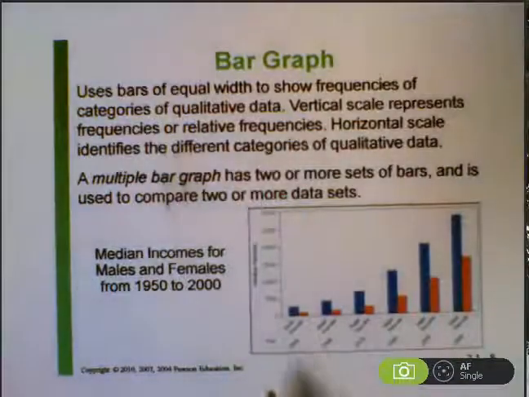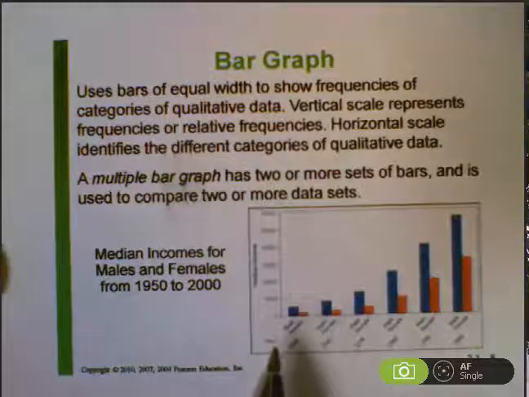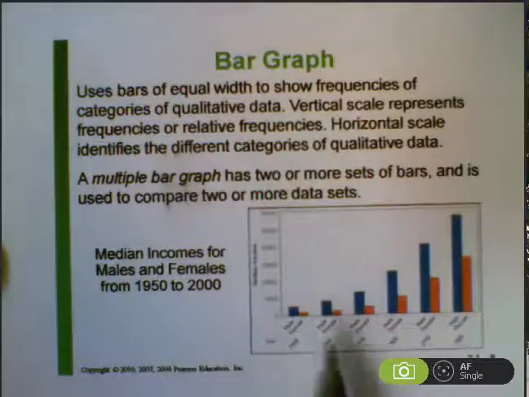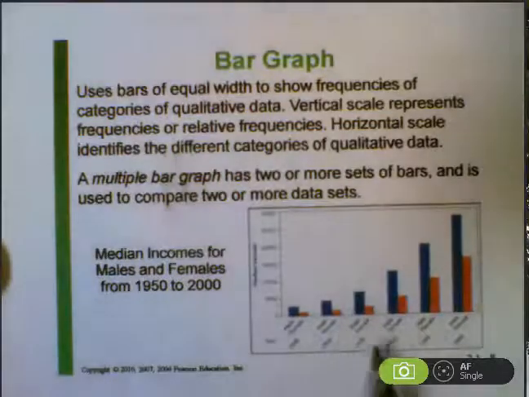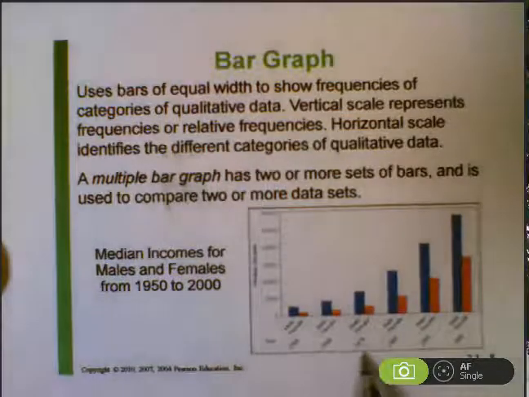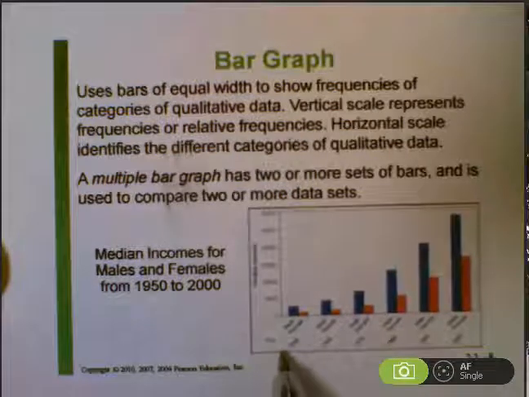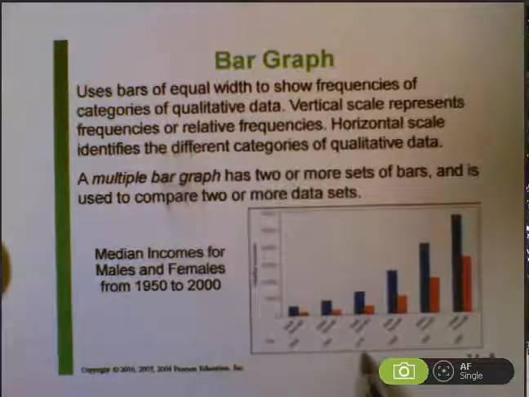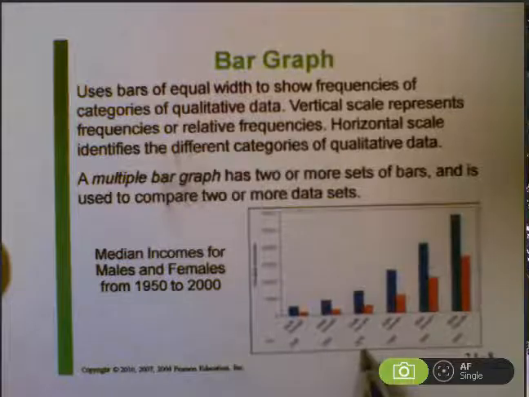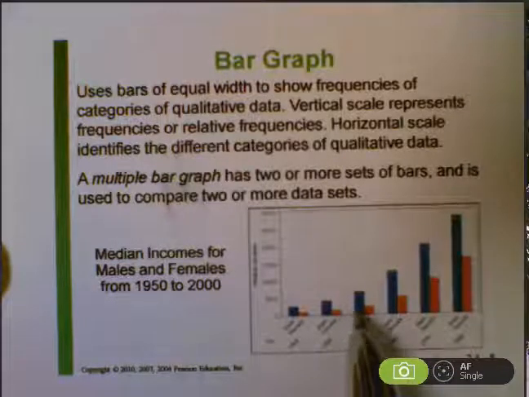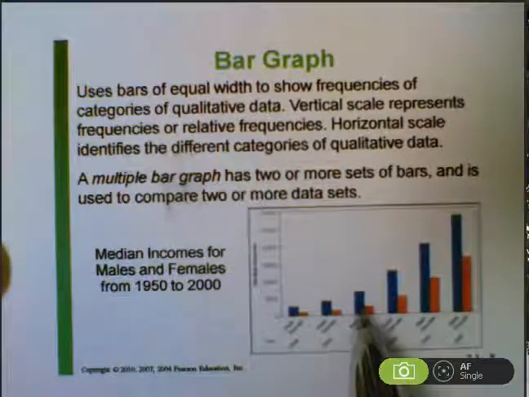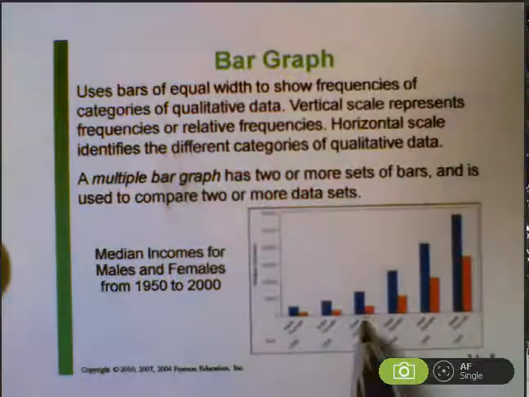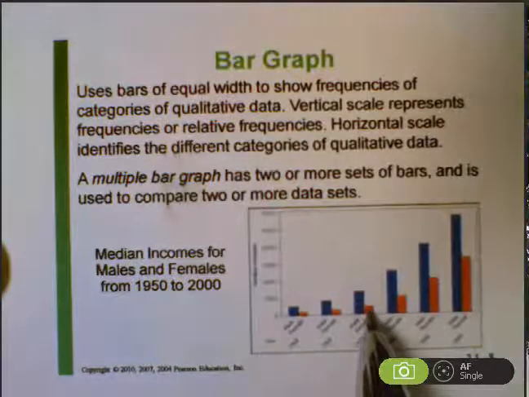And this would be called a double bar graph because we're actually drawing two bar graphs on one chart. I can hardly see it at all. That must be 1950, 2000, 2050. So in 2050, it looks like the median income for males was maybe three times as high as the median income for females.